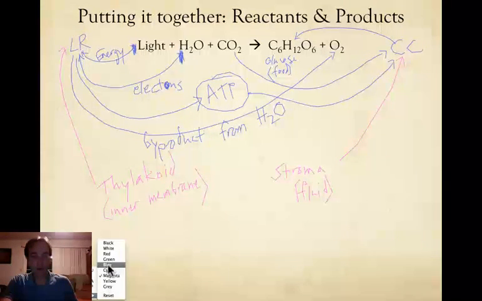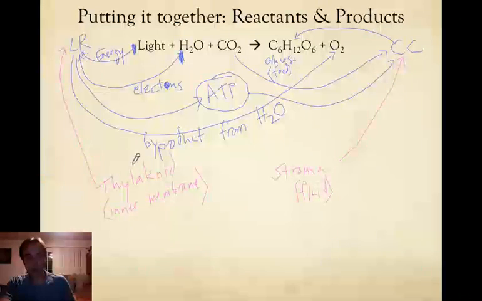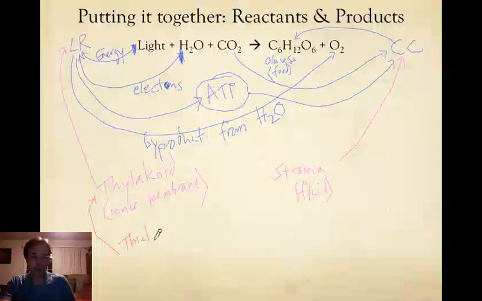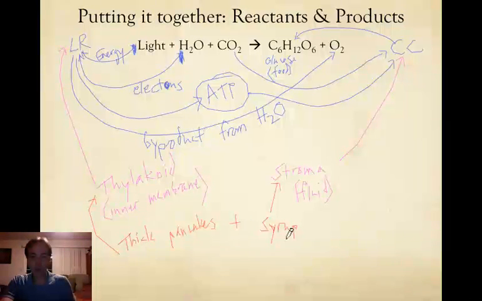Alright, so if you did that, then what you would see, I don't want that color, let's go back to red. So thylakoid, we remember that the thylakoids are the thick pancakes, right? Okay, they're the thick pancakes. And then the stroma is the other part, it's the syrup. Okay, it's the fluid. So we get thick pancakes and syrup, light reactions and Calvin cycle. Put them together, you get photosynthesis.